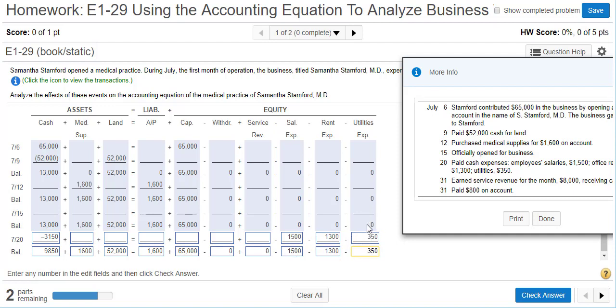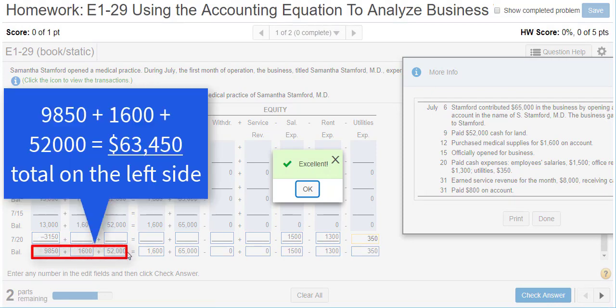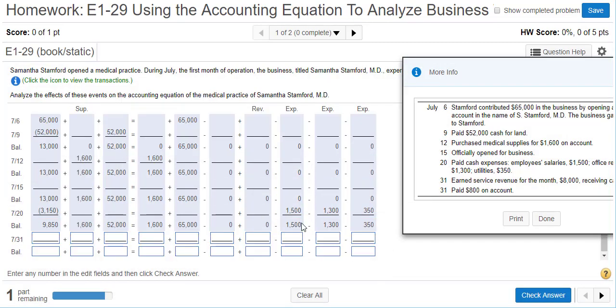How did I calculate these totals? I took the last balance and added the new number. Oops, I forgot. What I should have done is double check that these three numbers are equal to these numbers, and they are. If they do not balance, then I've done something wrong. I have to go double check my numbers.